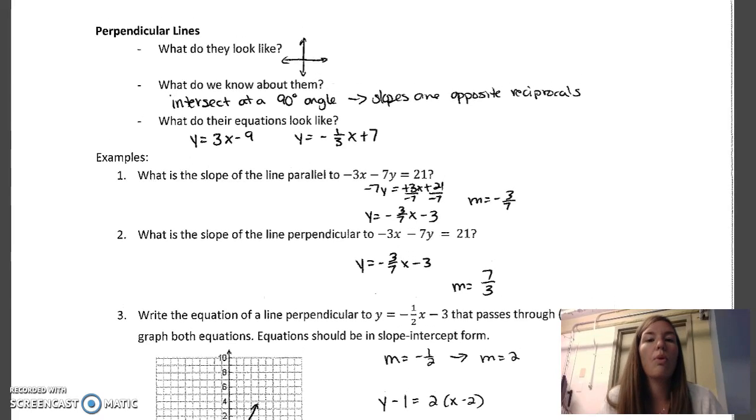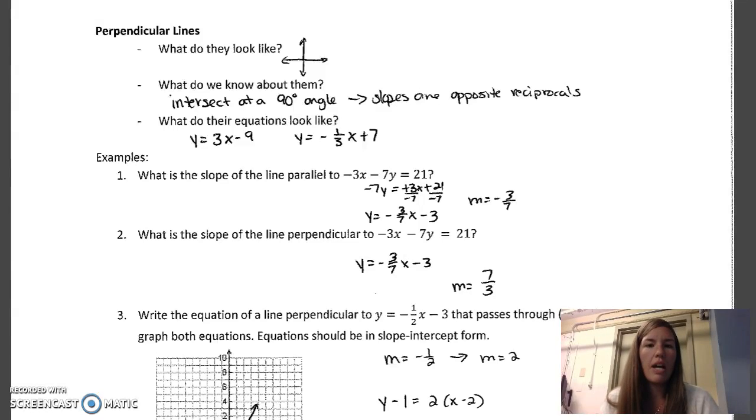Perpendicular lines, what do they look like? Perpendicular lines intersect, right? But more specifically, how do they intersect? Perpendicular lines should intersect at a 90-degree angle. Another word for 90-degree angle is a right angle. So perpendicular lines intersect at a 90-degree or right angle. What we need to know about, again, are their slopes. So their slopes are opposite reciprocals.